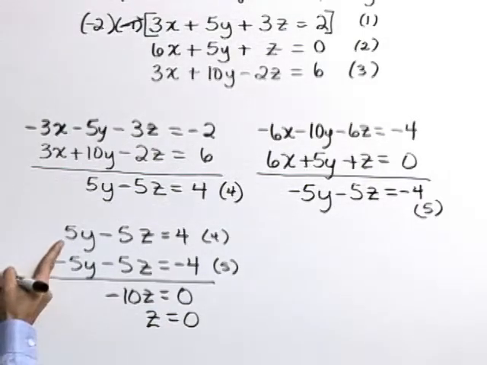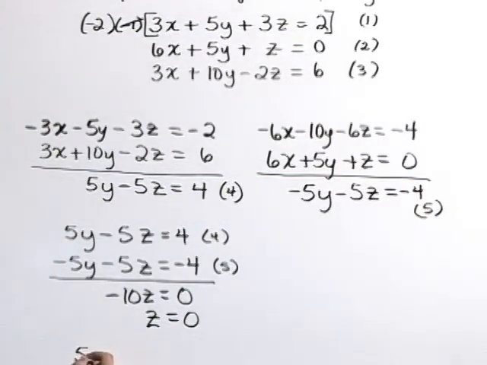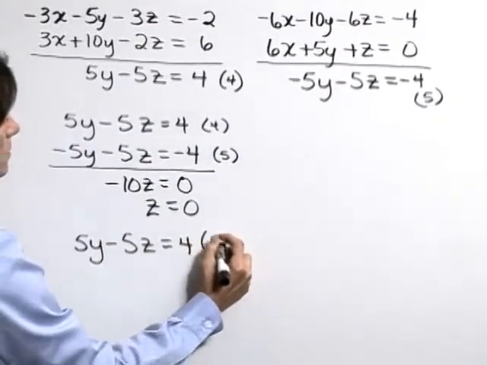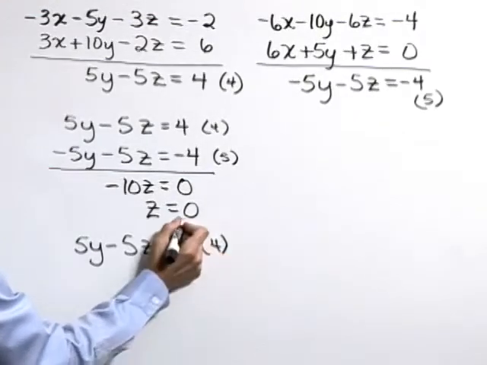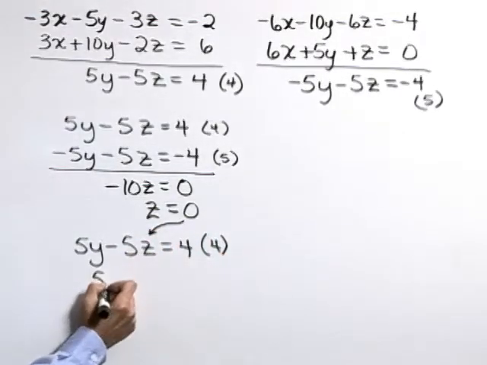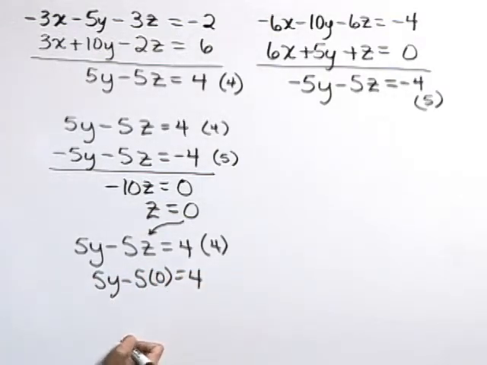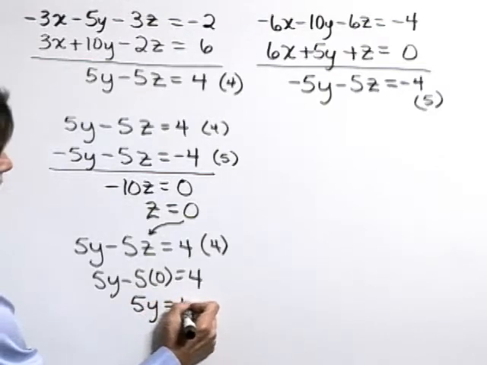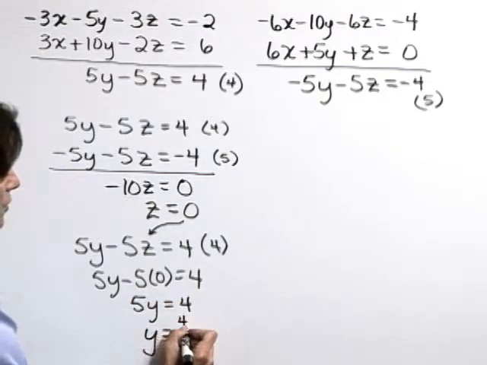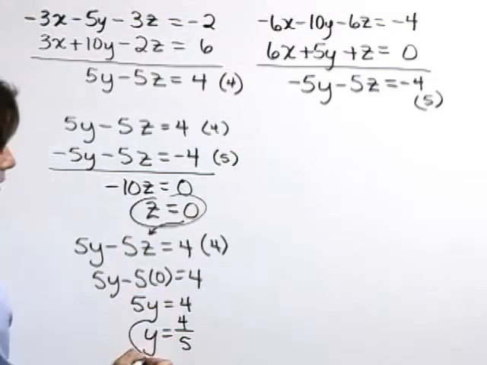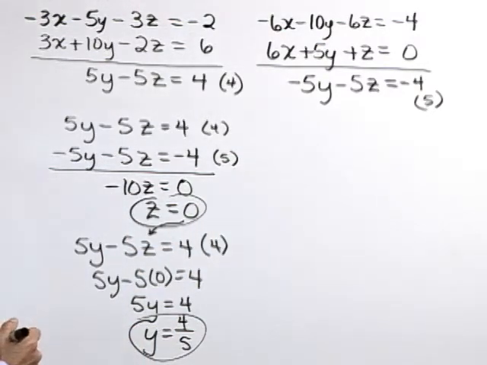Now let's go back in equation 4 and solve for y. Equation 4 is 5y minus 5z is equal to 4. That's equation number 4. Let's substitute z equals 0. So 5y minus 5 times 0 is 4. In other words, 5y is 4, or y is equal to 4/5. So we've solved for 2 of our variables. As a last step, let's go back and solve for x.